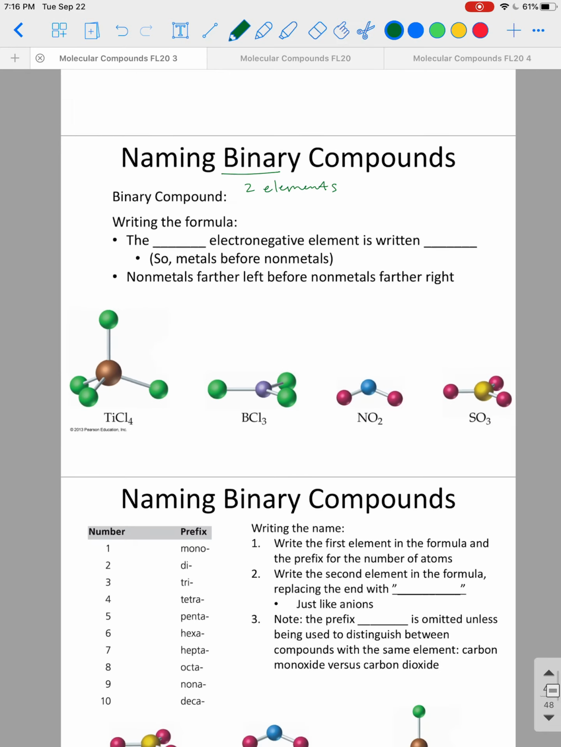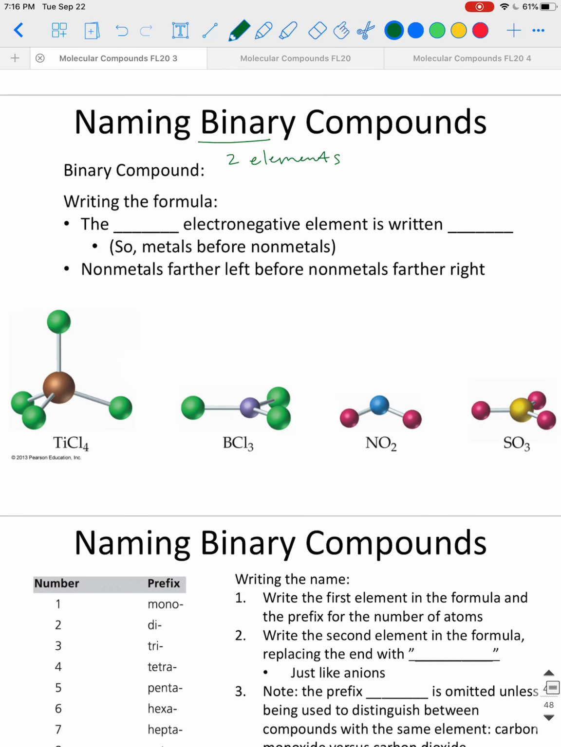So how do we write the formula? First off, here's kind of your formula. You write the less electronegative element first. So metals before nonmetals. Nonmetals are closer to fluorine. They're more electronegative, so they will always come last. And I think that's what this second bullet says.